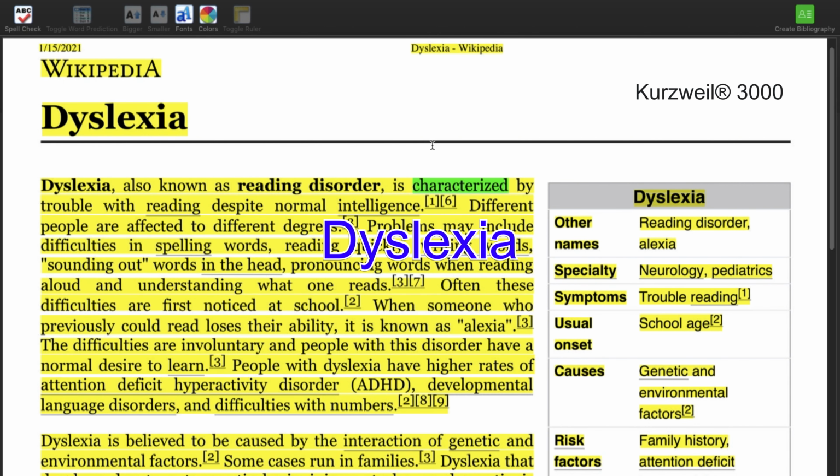Dyslexia. People with dyslexia have a very hard time reading without mistakes and at a decent pace. Also, they might have a hard time with reading comprehension, writing, spelling, and math. It is known as alexia. The difficulties are involuntary, and people with this disorder have a normal desire to learn. People with dyslexia have higher rates of attention deficit hyperactivity disorder, ADHD, developmental language disorders, and difficulties with numbers.